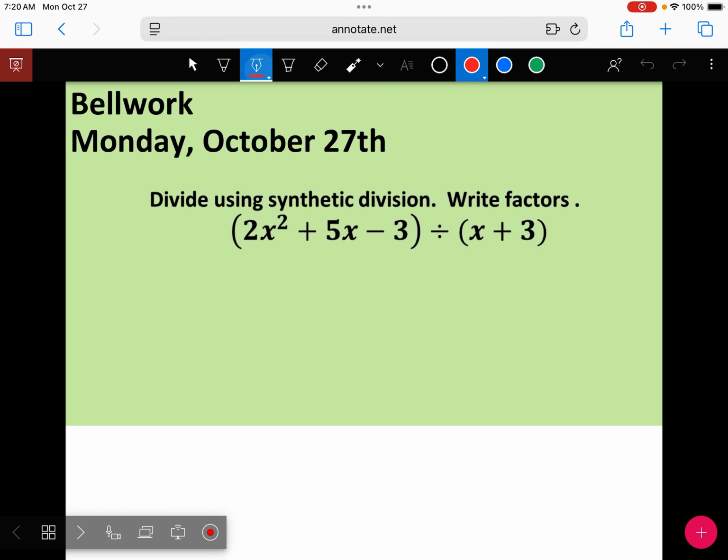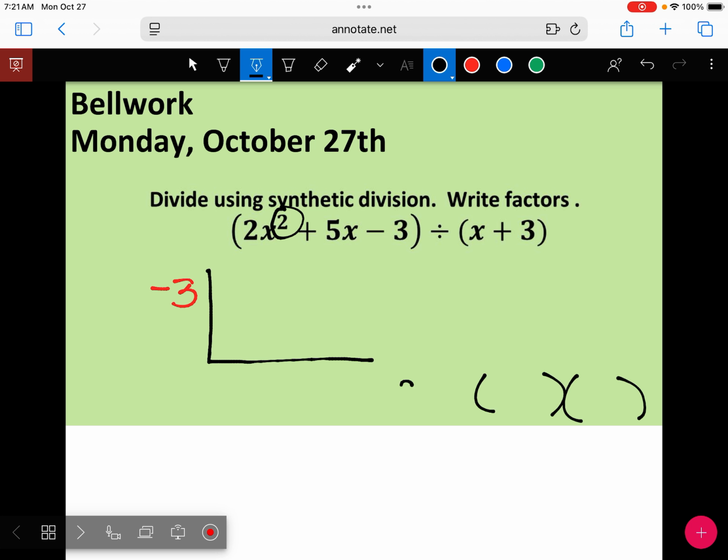Start off by making our little L. And what number did you put on the outside? -3. And we already know, so first of all, you see how there's a 2? That means we have 2 factors. So my factors, I'm going to go ahead and write this. We already know one of them is x plus 3. So we can put that one down there.